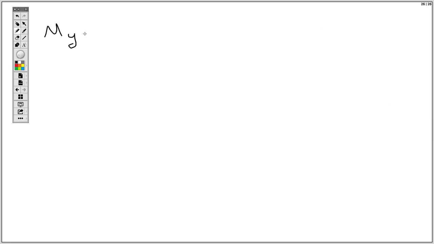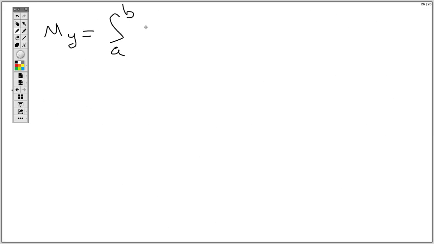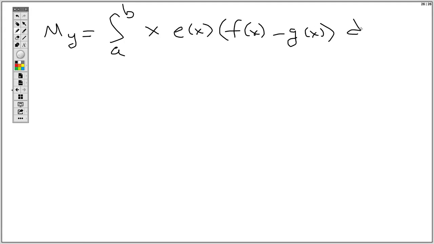The moment about the y-axis is going to be the summation turns into an integral. We've chopped the interval up from a to b. What's the Riemann sum? What function are we sampling? We're sampling x times rho of x times f of x minus g of x dx.